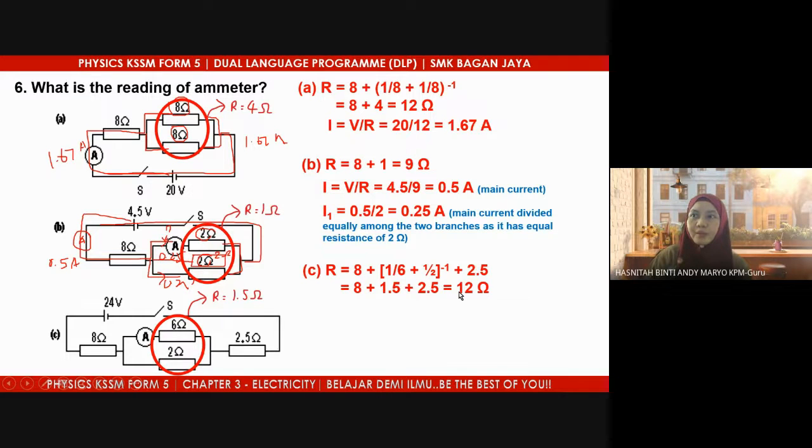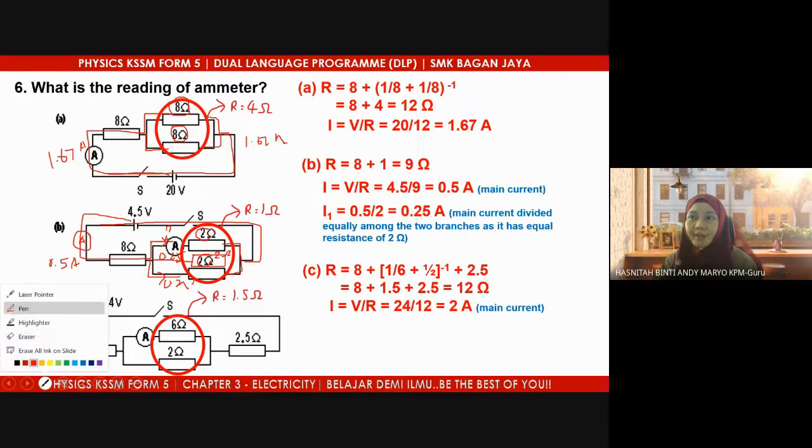Okay, now, second, find what? After you find the effective resistance, you have to find the main current flow in the circuit. Use this equation: the total voltage supplied by the battery, 24, divided by the effective resistance, which is 12. So the main current is 2 ampere. 2 ampere is the main current.